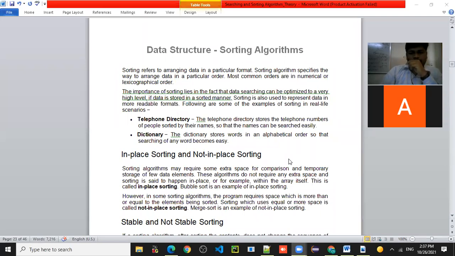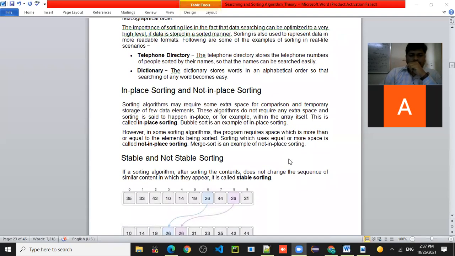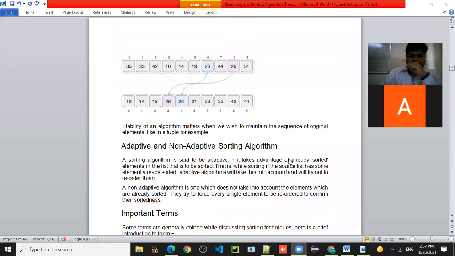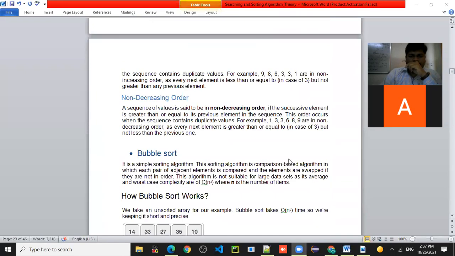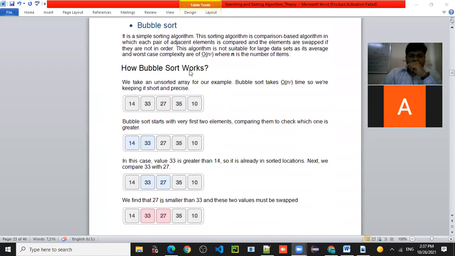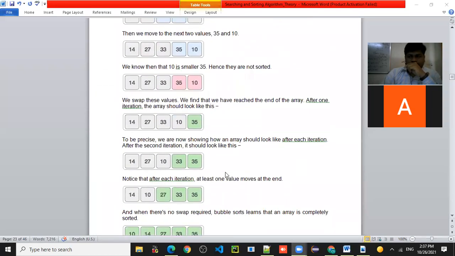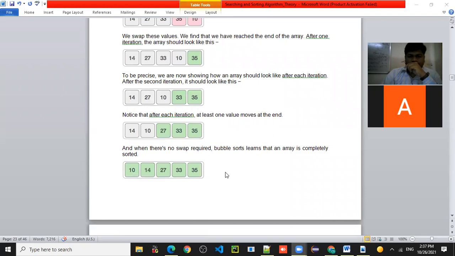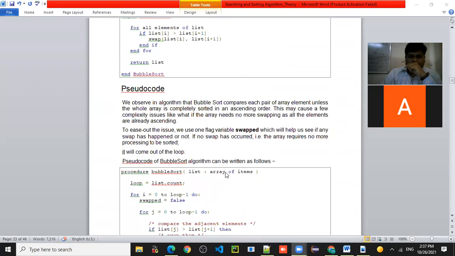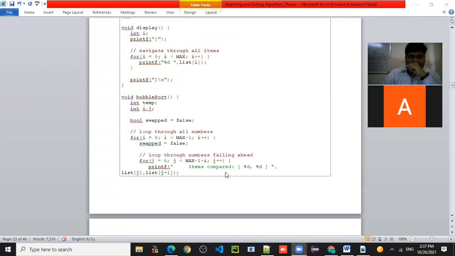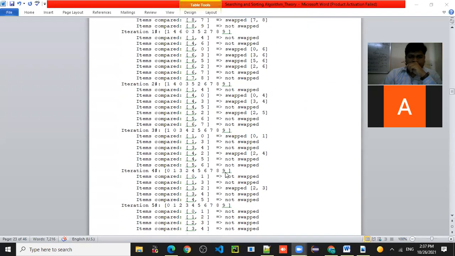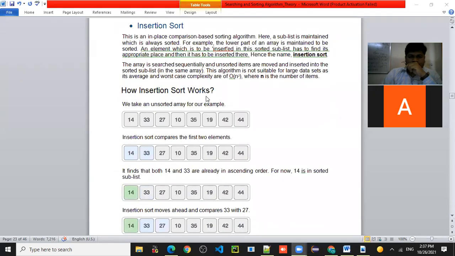So yesterday we completed the bubble sort. Today we will discuss the next sorting algorithm. I hope all of you understood the bubble sort. We have implemented it also. Next is the insertion sort, right?